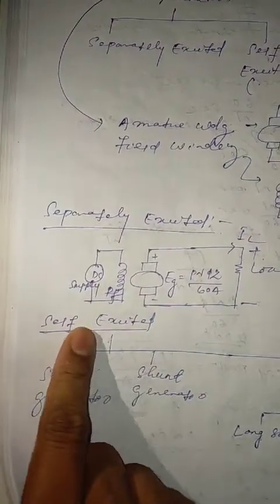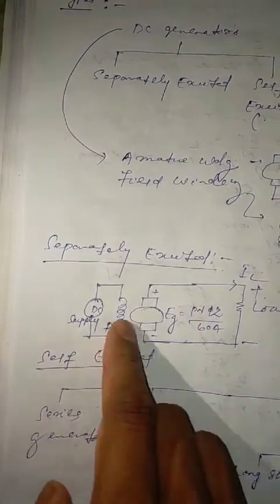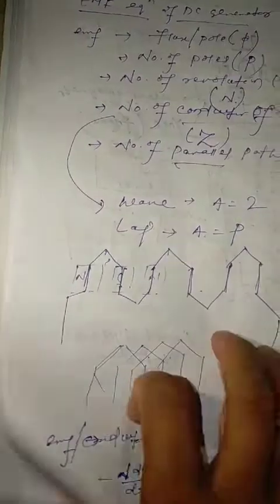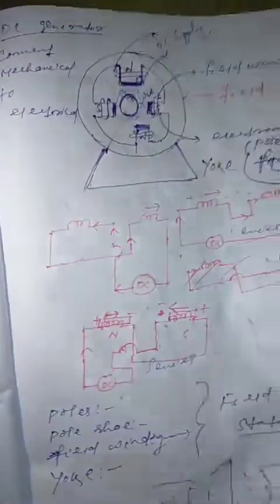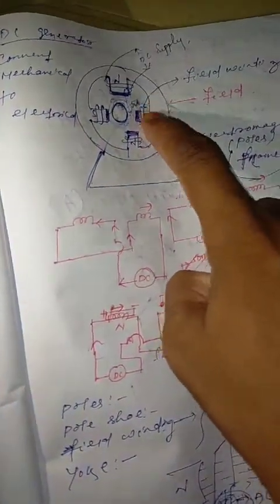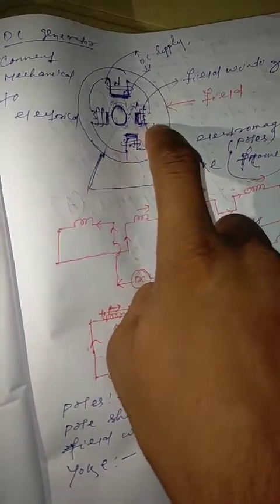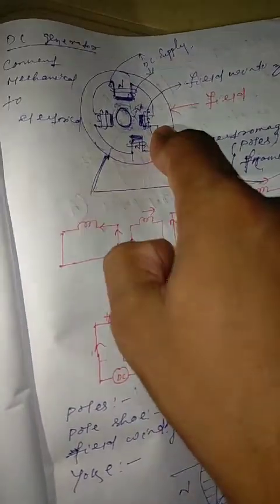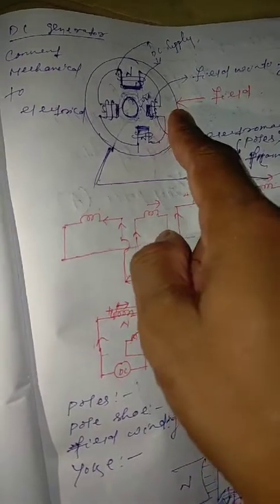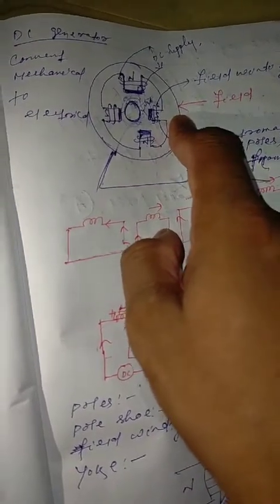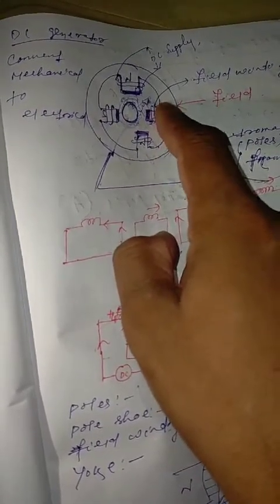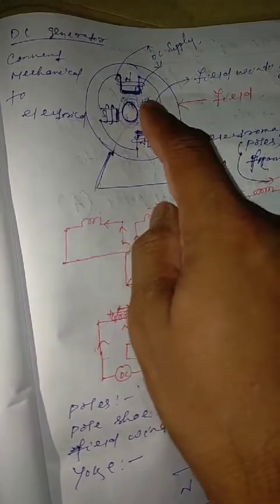Next, what is self-excited? See, for self-excitation what is done? Whatever the field winding, where will the field winding be? The field winding will be here. So how is it excited? First of all, we have already understood the concept of residual magnetism in a magnetic circuit. In a magnetic circuit, what does residual magnetism mean?